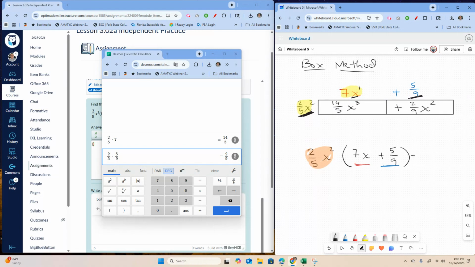So what is my final answer for this multiplication? 14 over 5 x to the third power plus 2 over 9 x to the second power. And that's how you do this lesson.